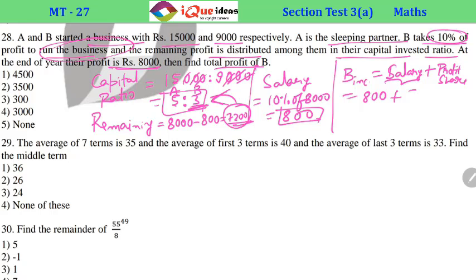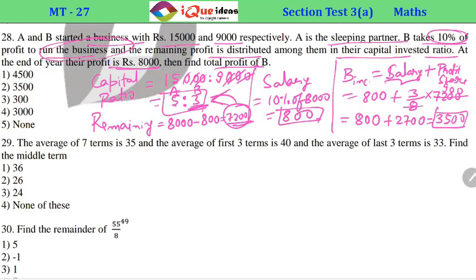B's share from here will be 3/(5 plus 3), that is 3/8, into 7,200. Right? So 8 cancels 7,200, 900 times. So it is 800 plus 9 threes are 2,700. That is equal to 3,500, right? So the total earning of B, which is what the question is asking, is 3,500, and it is the second option. All right. Now the next one.